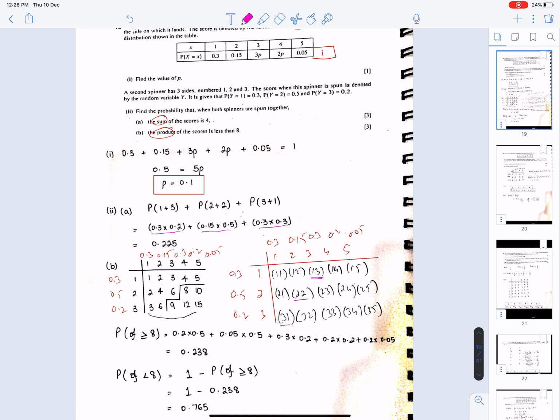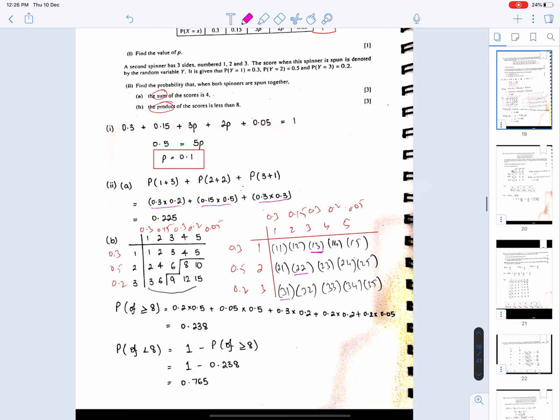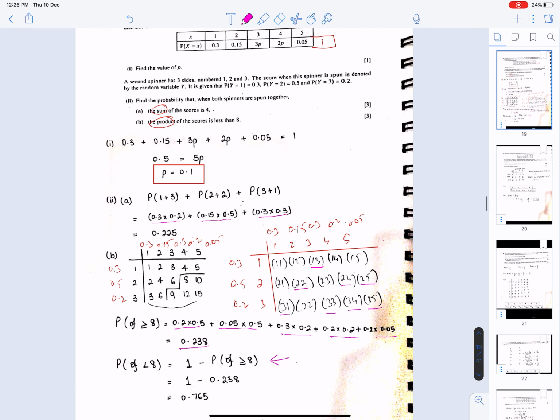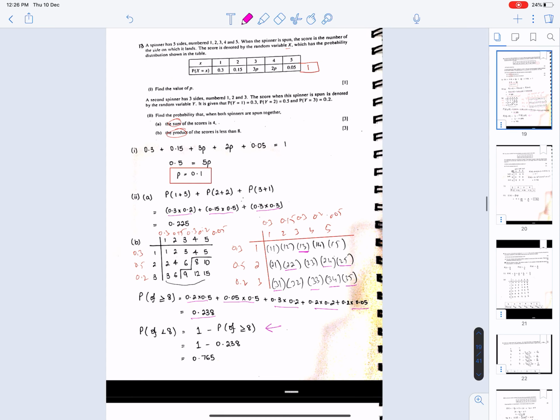The last part, the product of these scores is less than 8. There are so many numbers whose product is less than 8, so go for the alternate method. Take these 5 numbers, because the product of these numbers is greater than or equal to 8, and use this result: 1 minus the probability of the product being greater than or equal to 8. The probability is here. So this is the easiest way to solve these types of questions.